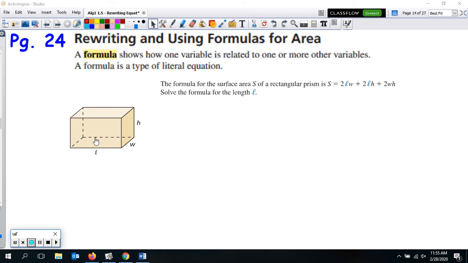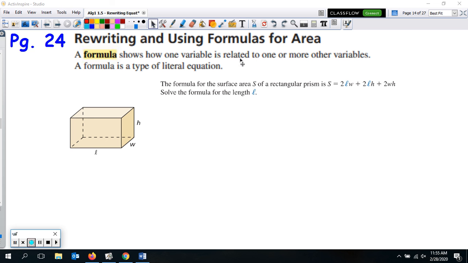Our letters now mean something. L would stand for length, W stands for width, H stands for height, and the S stands for the surface area. So that's what formulas are. They are literal equations, but they actually have meaning. So that's what we can say there.